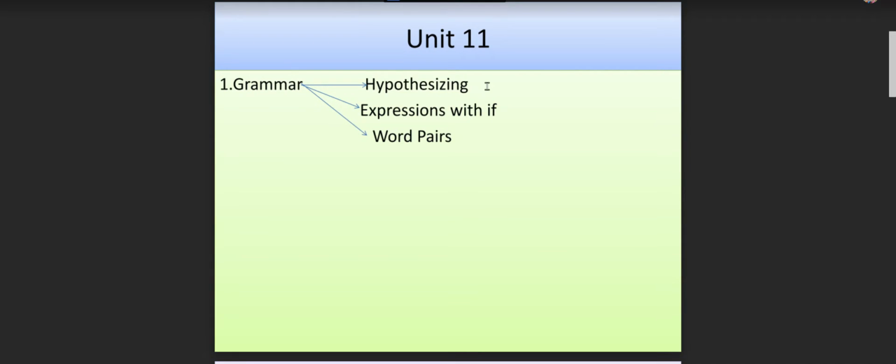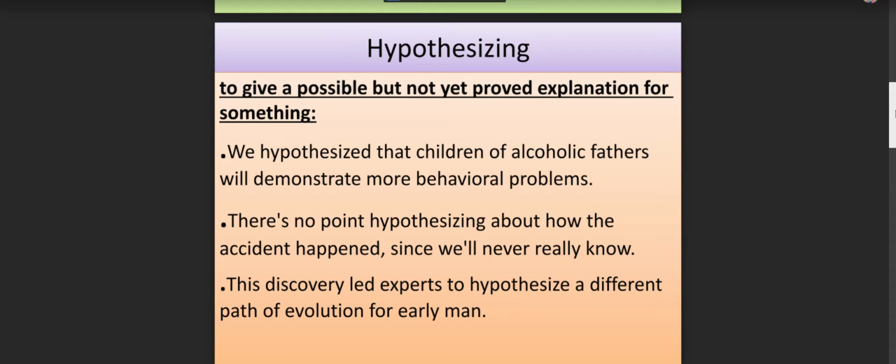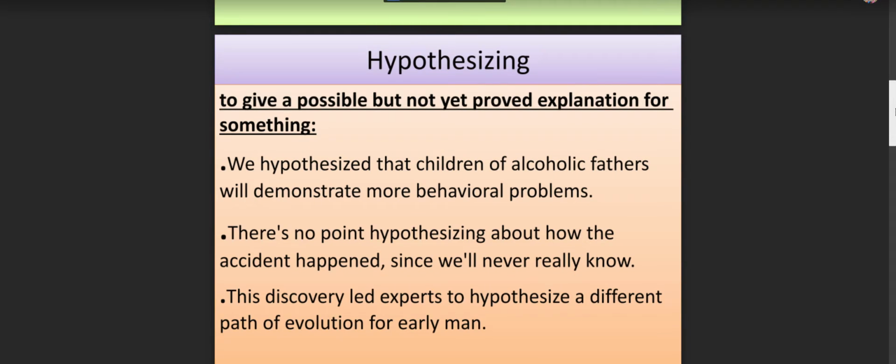لدينا مواضيع مختلفة. الموضوع الأول is hypothesizing. Number 2 is expressions with if، تعبير مع if. And then also we have word pairs. Word pairs معناتها كلمات ثنائية. Right? تعطينا تعبير معين. Right? Now let's come to this slide and try to understand what we mean by hypothesizing.